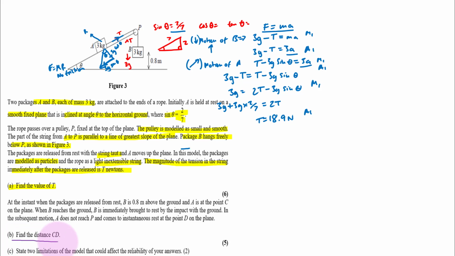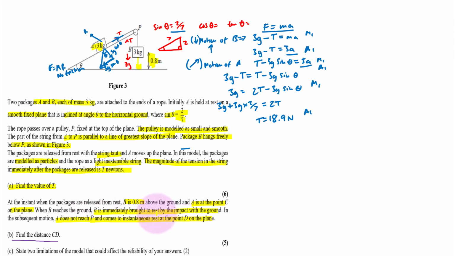Part B, find the distance CD. Now this is a tricky bit. At the instant when the packages are released from rest, B is 0.8 meters above the ground, which you can see here, and A is at the point C. So this is called point C on the plane, and when B reaches the ground, B is immediately brought to rest by the impact with the ground. So B hits the ground, but in the subsequent motion, A does not reach P and comes to instantaneous rest at the point D on the plane.